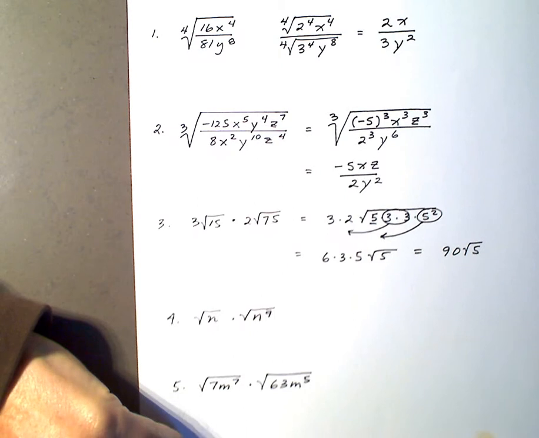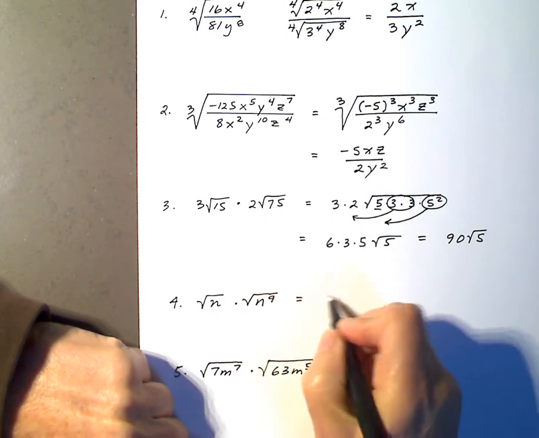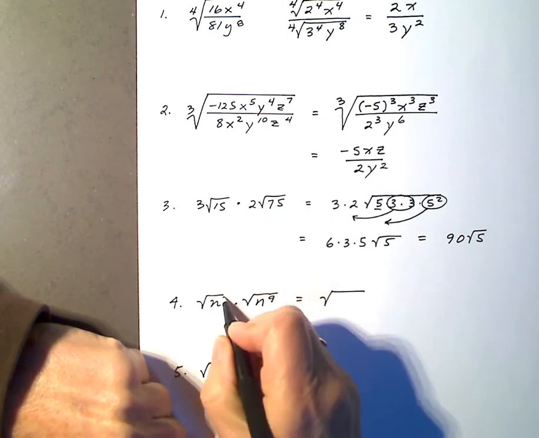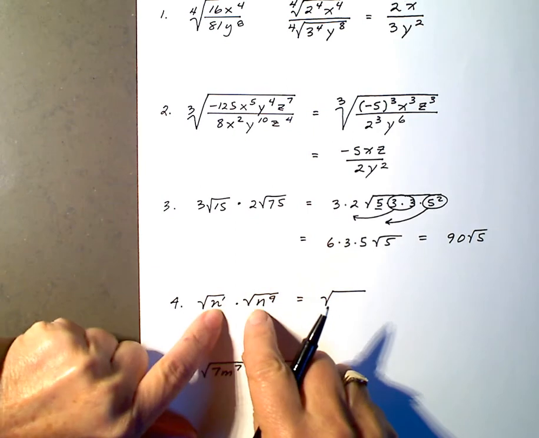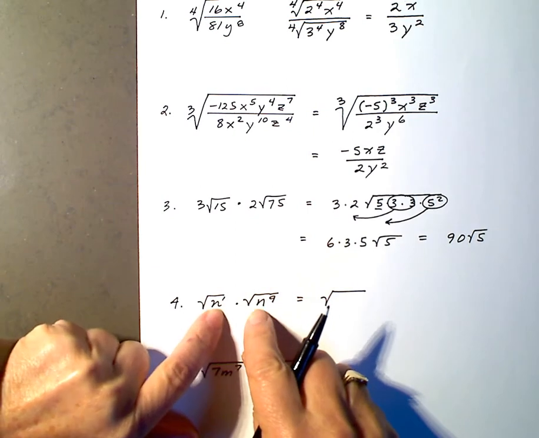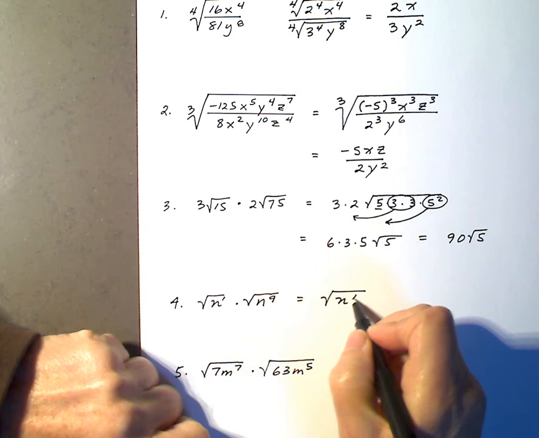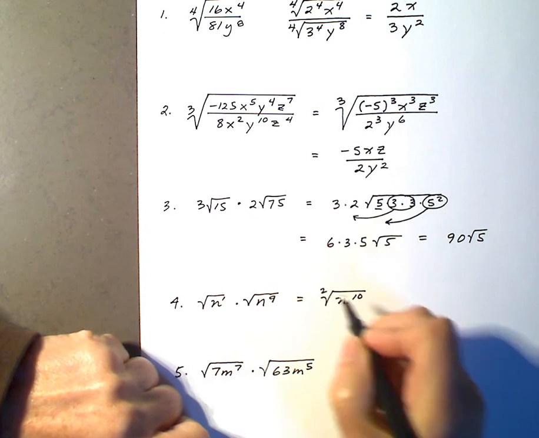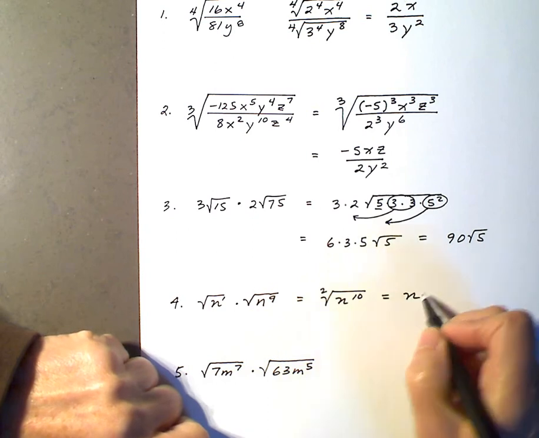Okay, number 4 is quite easy. It's the square root of n to the 1 times n to the 9. I'm multiplying powers with the same base, so I add those exponents. So it's the square root of n to the 10th, and that's a little invisible 2 there. So this is n to the 5th power.